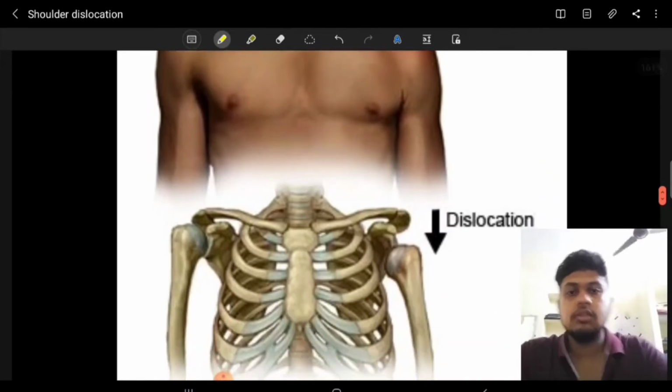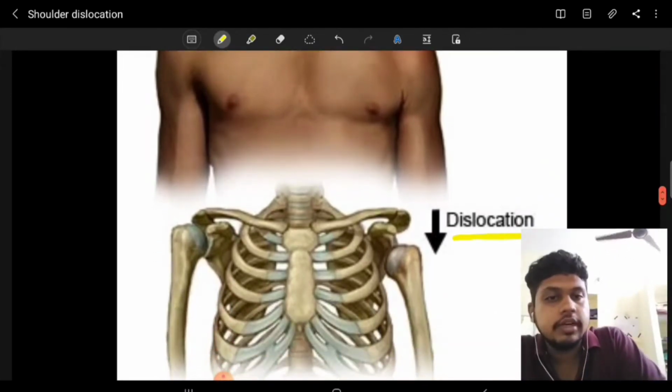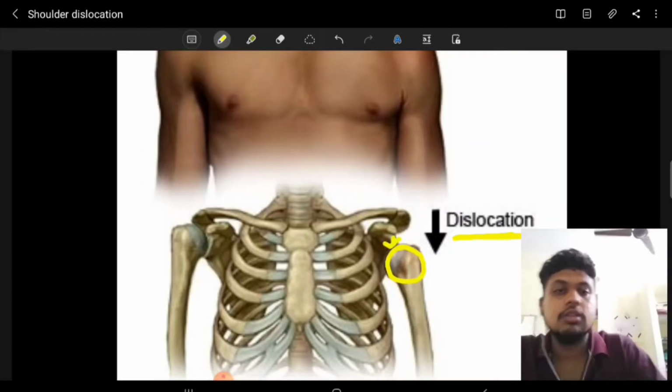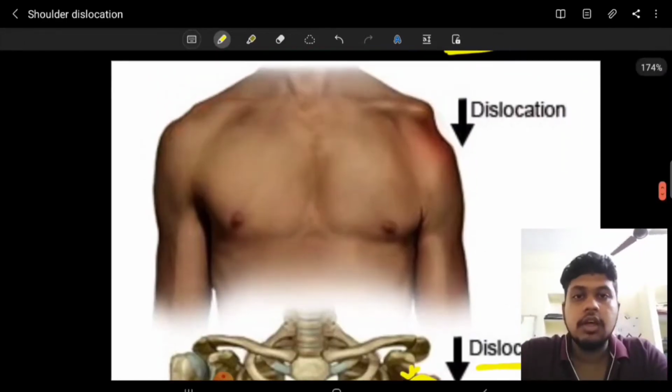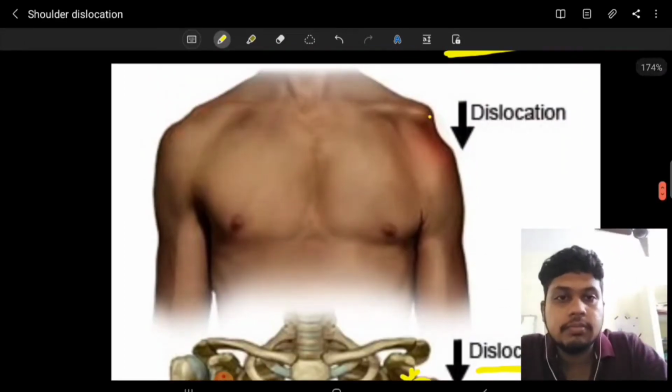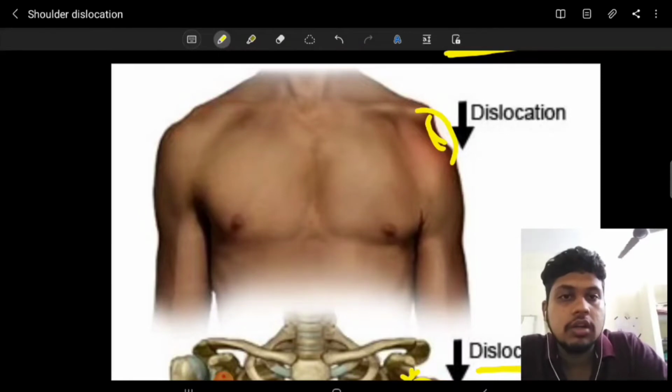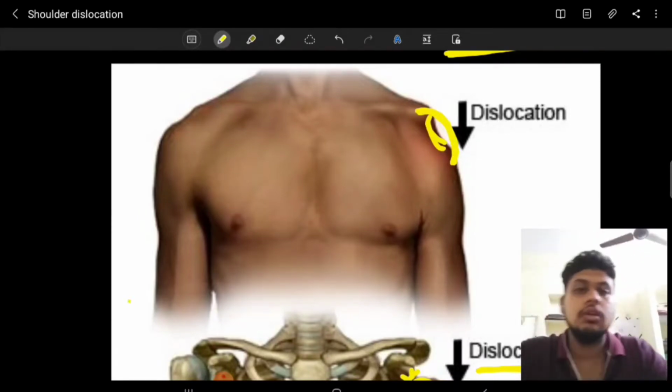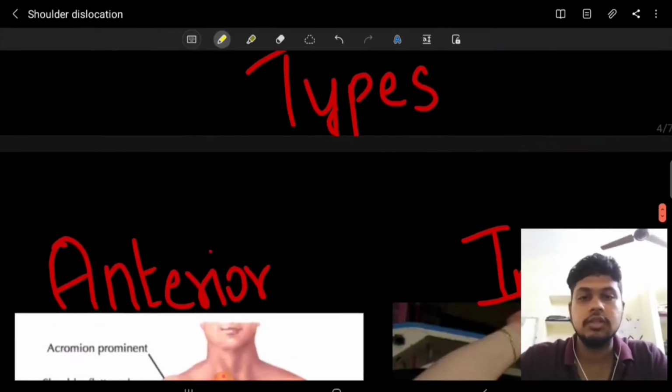So as you can see, what is shoulder dislocation? It is nothing but the slipping of the head of the humerus from the glenoid cavity. This is called shoulder dislocation. And as you can see from this diagram, the normal contour of the shoulder will be lost in case of shoulder dislocation. So let's discuss the types of shoulder dislocation.